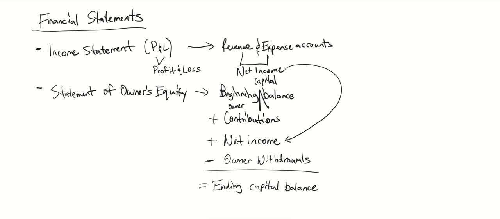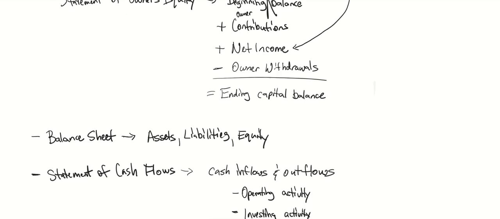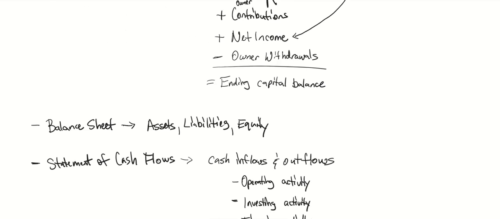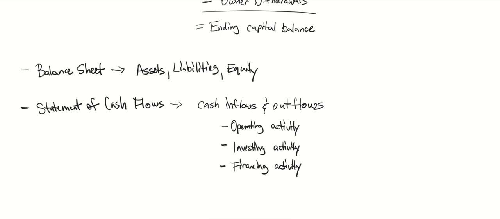Okay, so this is where you have the ending capital balance. So that's what's shown in the statement of owner's equity. Then we have the balance sheet. So the balance sheet is going to show your assets, liabilities, and equity, which is pretty much the same as the accounting equation. So the balance sheet, again, shows the company's current financial health, their current financial position. Then you have the statement of cash flows. That shows cash inflows and outflows, and it shows them in three different sections: operating activity section, investing, and then financing.